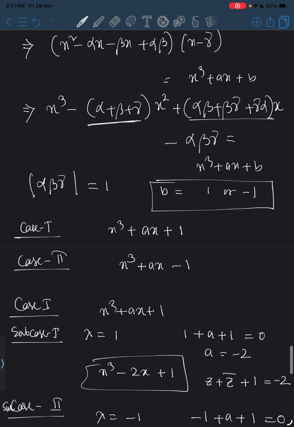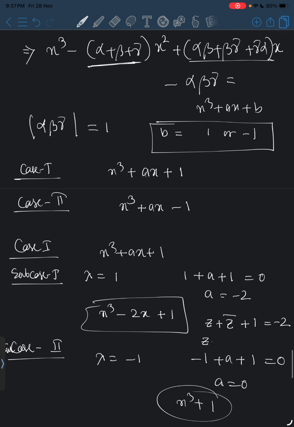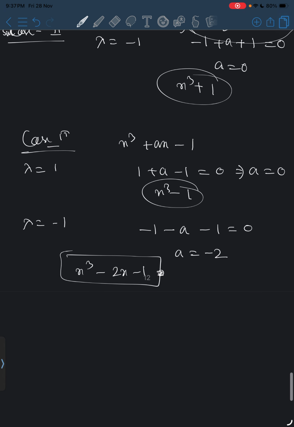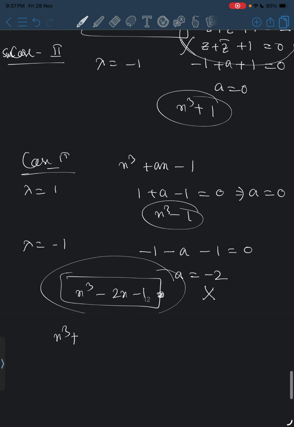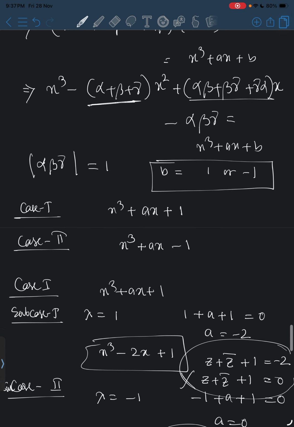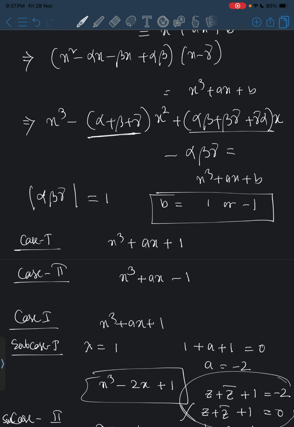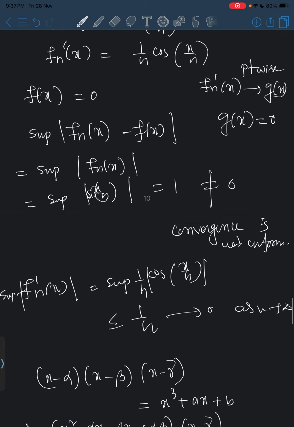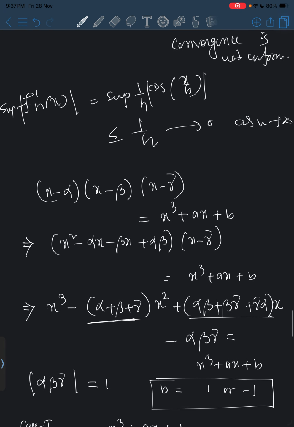And again from this condition, one root is 1, another one is z plus z bar, right? So z plus z bar plus 1 must be equal to 0. So this is not possible. Similarly, this is also not possible. So only two polynomials are x cube plus 1 and x cube minus 1. So you need to verify all these things case by case. Then we will get this answer.